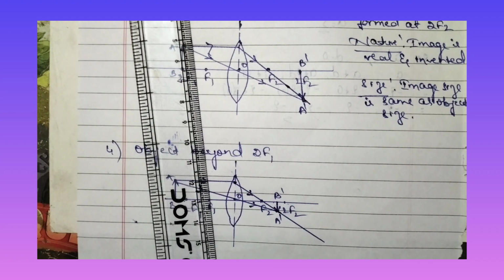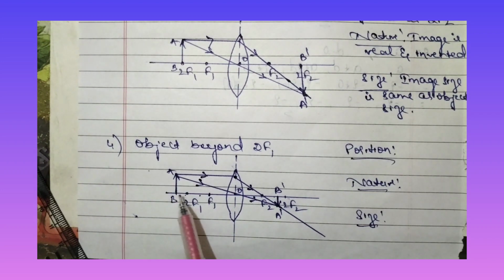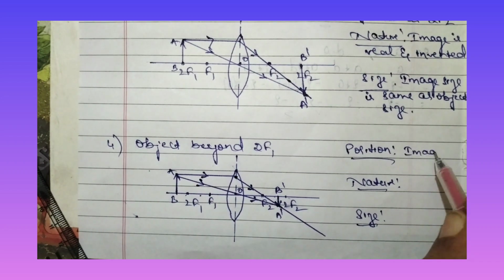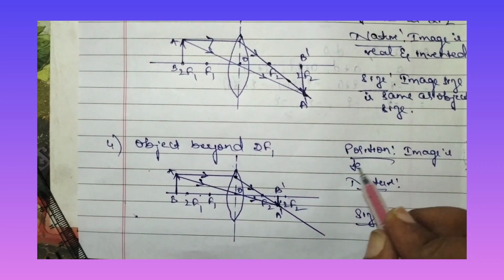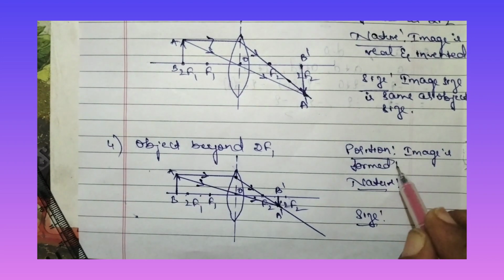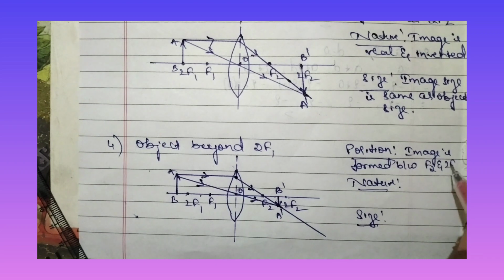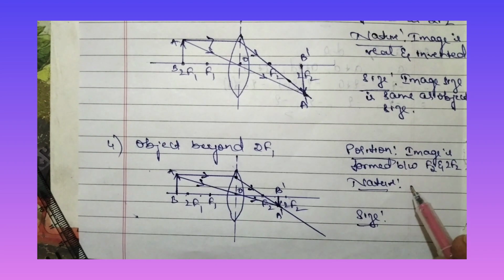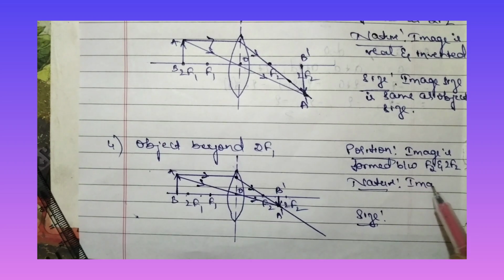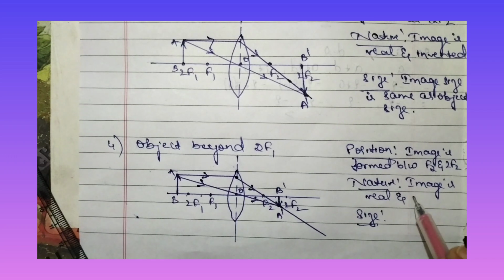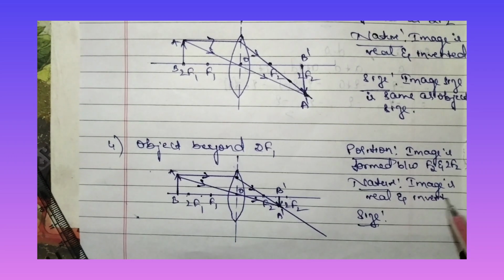So now let us write the position. What is the position? When the object is kept behind 2F1, the image is formed between F2 and 2F2. This is the position of the image. Then what will be the nature of the image? The image is real and inverted. So a real and inverted image is formed.